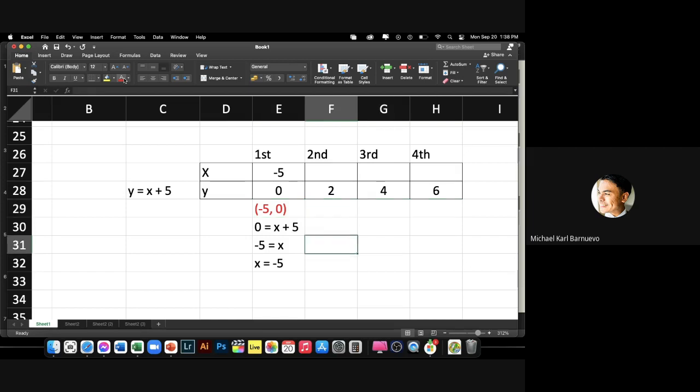Okay, second tayo. We now have the value of 2 for y. So that is 2 is equal to x plus 5. Transpose natin si 5 sa kabila ulit. So that is 2 minus 5 is equal to x. 2 minus 5 is negative 3 is equal to x, or x is equal to negative 3. Second coordinate natin is negative 3, 2.